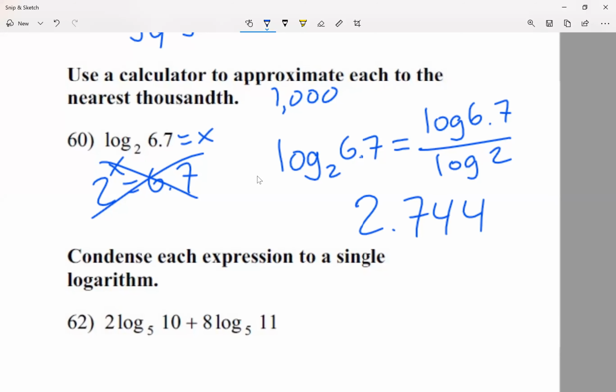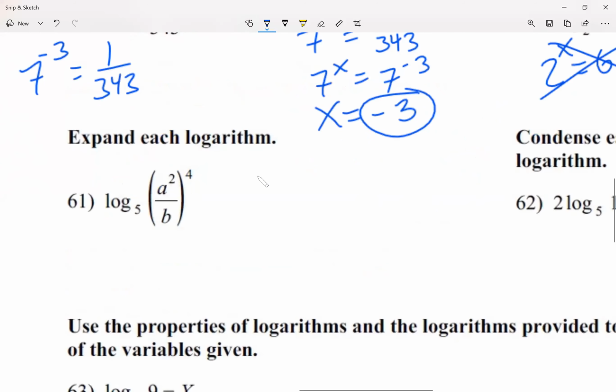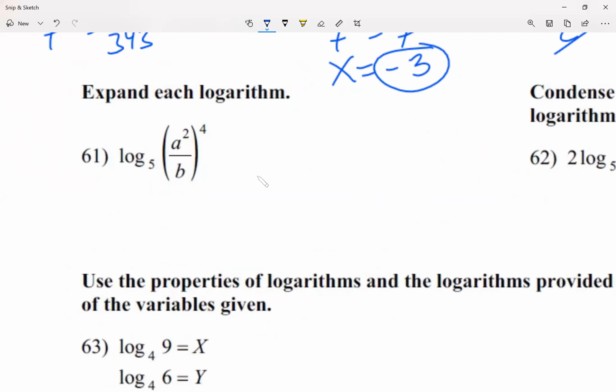There you go. Then we talk about expanding and condensing, right? Expanding means you're going to make this bigger. It's one logarithm, and I'm going to expand it, spread it out. We know that multiplication spreads out as addition, and then division spreads out as minus.